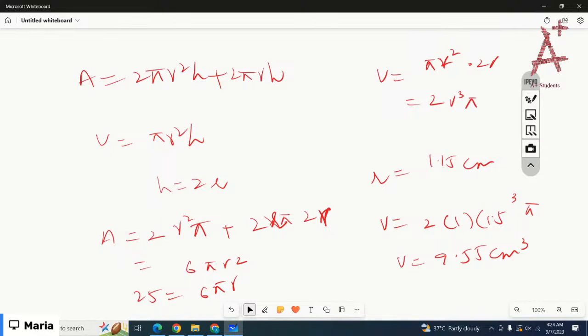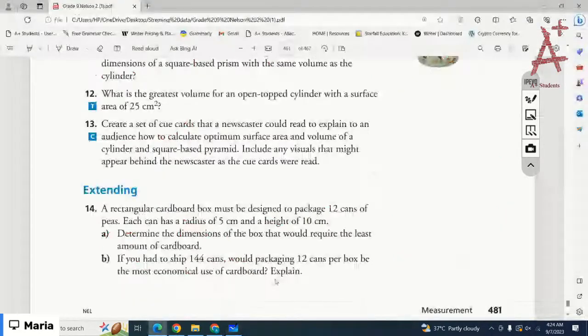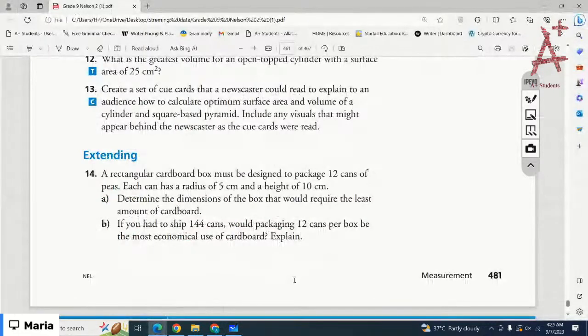Okay, the next one is question number 14. A rectangular cardboard box must be designed to package 12 cans of peas. Each can has a radius of 5 centimeters and height of 10 centimeters. Determine the dimensions of the box that would require the least amount of cardboard. If you had to ship 140 cans, would packaging 12 cans per box be the most economical use of cardboard?